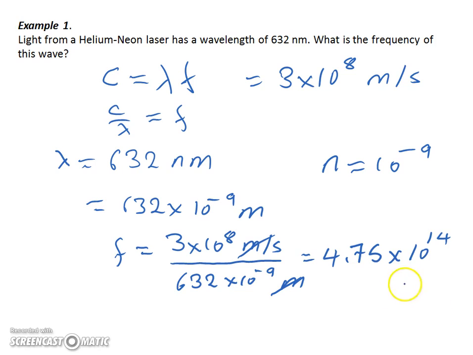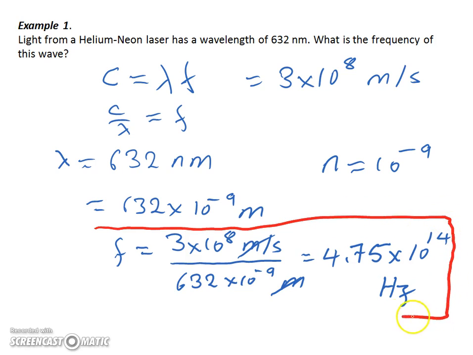It's in units of per second, but the other way of writing the unit per second is hertz. So the frequency is 4.75 times 10 to the 14 hertz. And being nice to the person marking the problem, you will indicate clearly where the answer is to be found. And we're done.